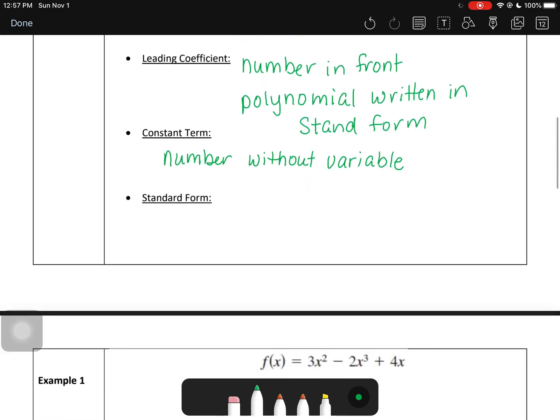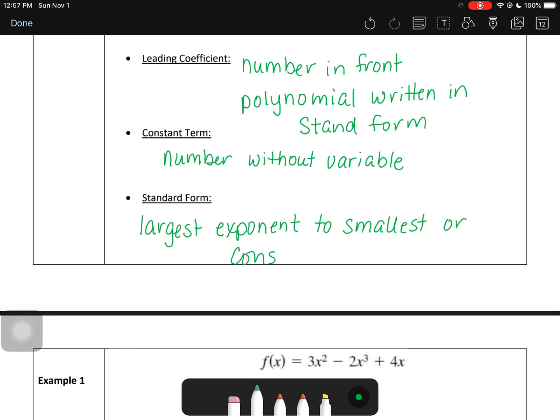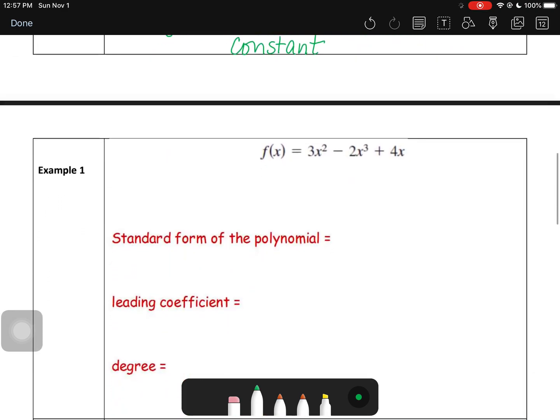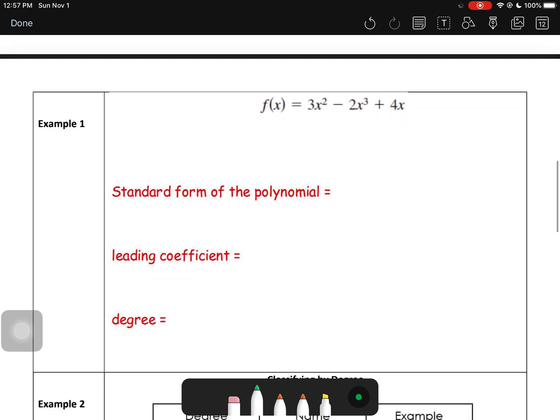Standard form is written from the largest exponent term to the smallest or constant. So as we practice, the first thing we have is this polynomial, 3x squared minus 2x cubed plus 4x. We want to write this in standard form.